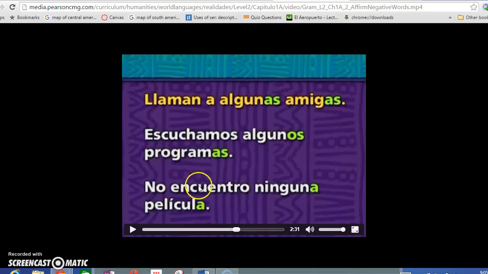And then no encuentro ninguna película. I'm not finding any movie. Or I find none, no movie. But because of the no here, we use the negative word here. Actually translates to any. Llaman a algunas amigas.